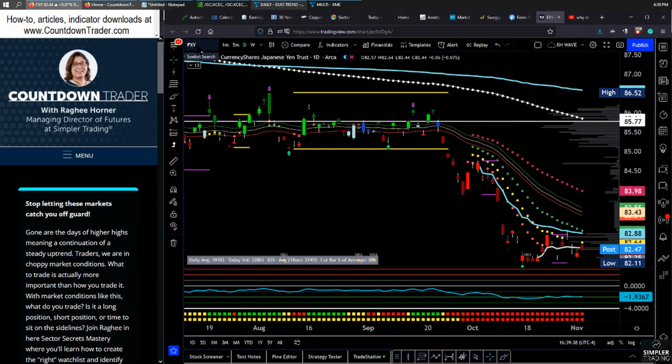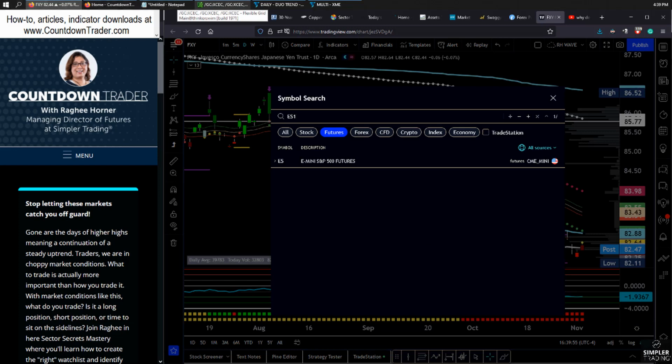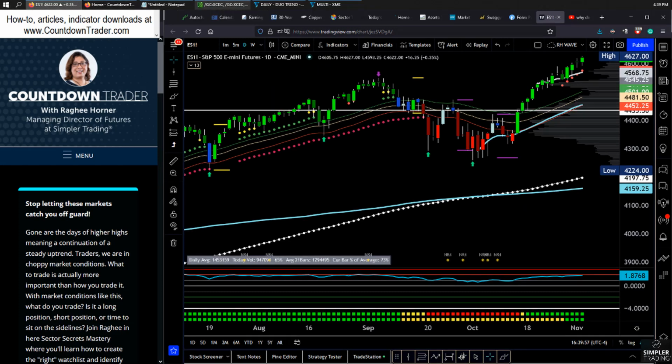One of the reasons I like FXY and the 6J more than I like the 6E or the FXE is because the yen will continue to weaken if we have strength in equities. The yen is a carry currency. It's oftentimes borrowed or sold in order to fund the purchase of higher yielding assets, usually stonks, right?